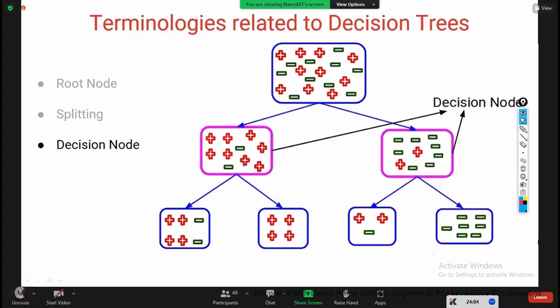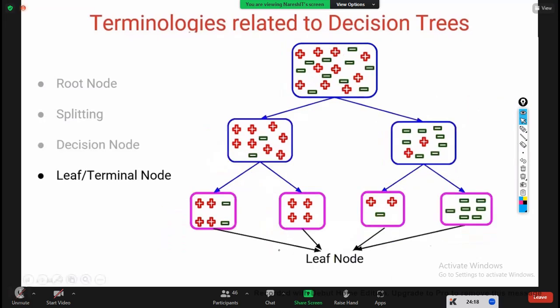And if you write one more condition, it is called a decision node. Wherever you are going to write the conditions, it is called a decision node. And the last one, finally, where you are going to end, the node will be ended. The node will not be further split. The node which will not be further split is called a leaf node.